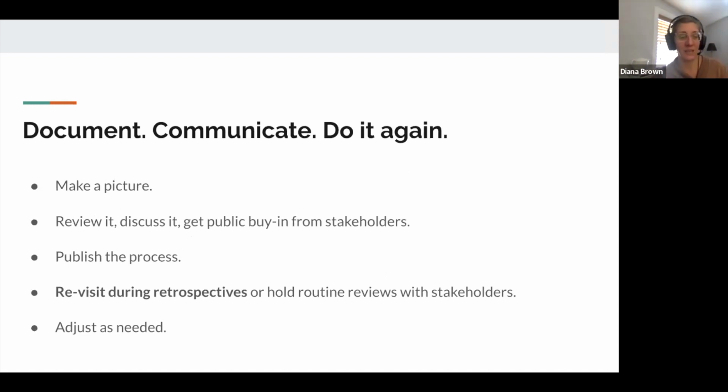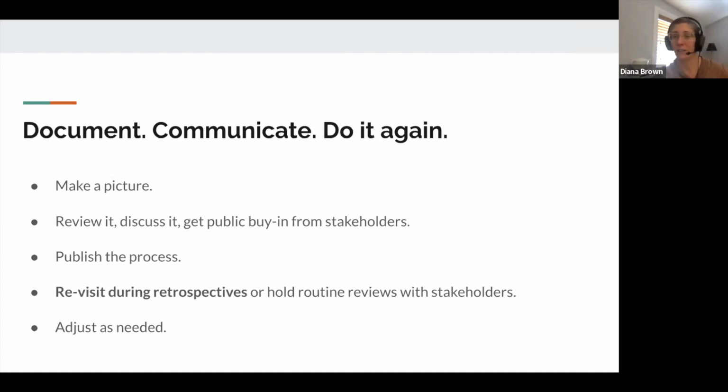So you've designed this beautiful process, you've put a lot of thought into it, you've socialized it. So you've got to document it, communicate about it, and then revisit it, right? You've got to make a picture, even if it's a silly picture. I've made any number of silly pictures to describe how my team is going to work, and used those to get buy-in from stakeholders, get feedback about what we're about to do, and get sign off on that.